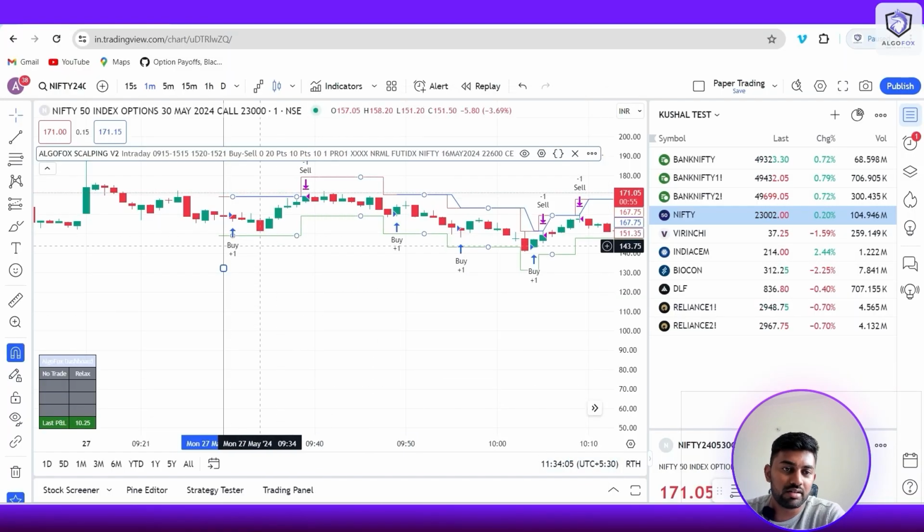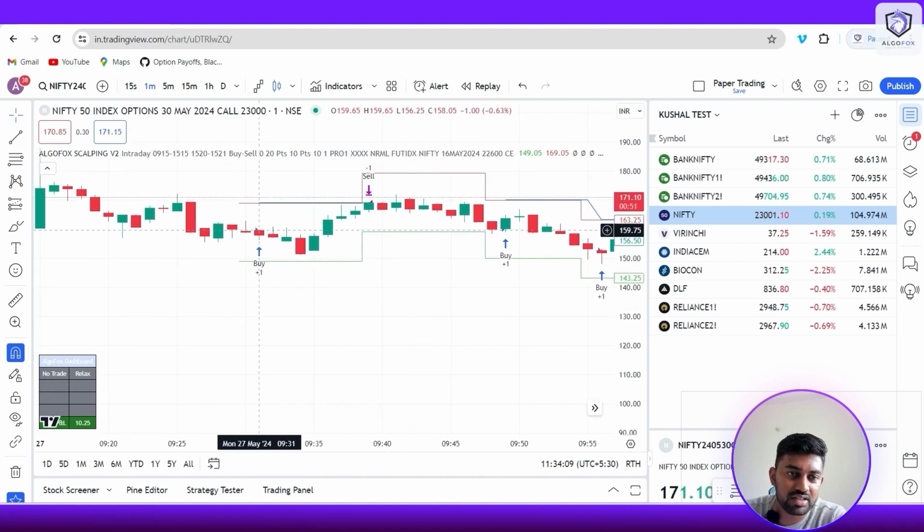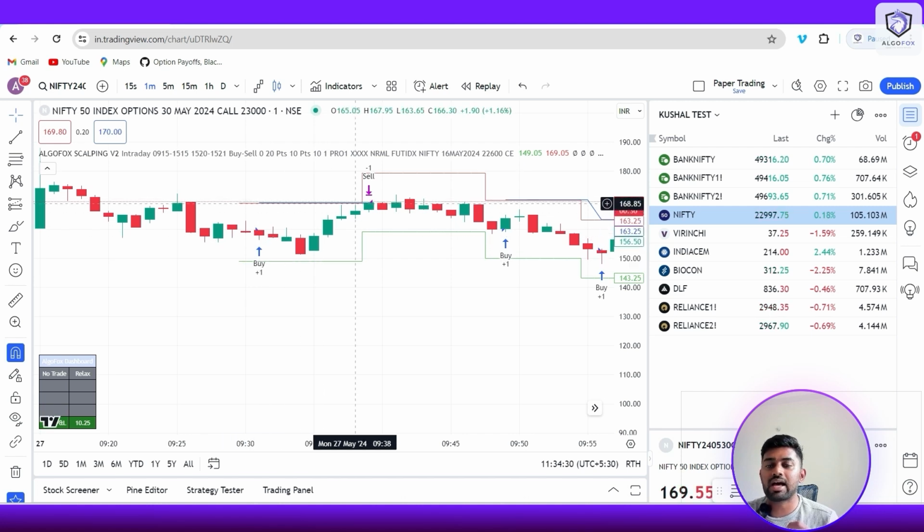For example, look at this. I'll just zoom in a little bit more. You can see the first entry was somewhere around 159. So now for every 10 points fall, I will add the legs. So after 149, you can see there is this green horizontal line that is at 149 as my reference. So 159 is my first level. If market falls down by 10 points, I will add one more leg. Else, if the market goes up, I will exit.